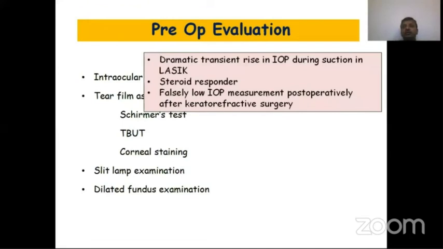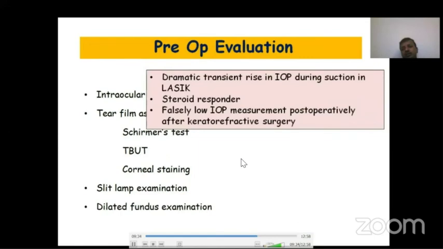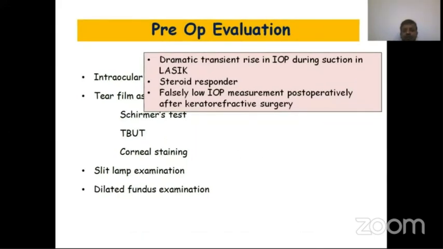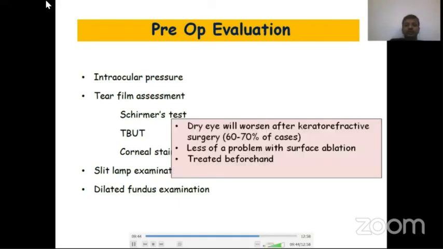Intraocular pressure is one of the most important factors. There will be a slight increase for a fraction of a second during the docking while performing LASIK or SMILE surgery. And even in the post-operative period, most of the high myopes could be steroid responders. So pre-op intraocular pressure monitoring is a very essential step in refractive surgery. And even tear film assessment by Schirmer's, TBUT, and corneal staining, because dry eye will worsen after keratorefractive surgeries like LASIK and PRK or SMILE. But we do see fewer chances of dry eye in post-PRK and even SMILE cases.